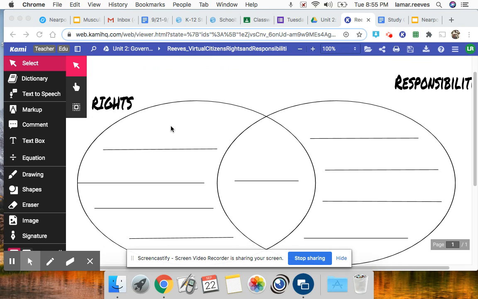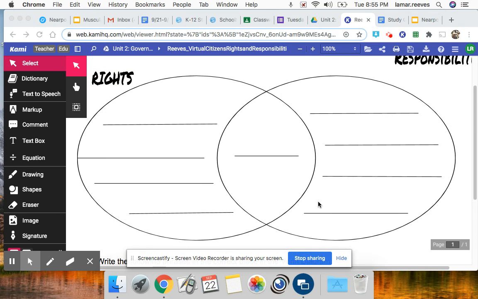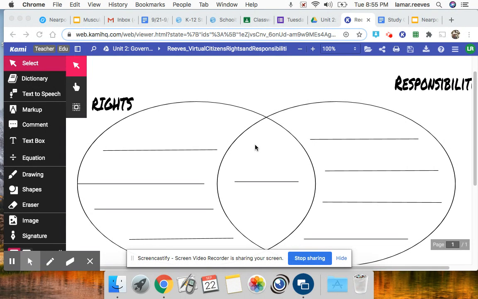Now, a Venn diagram, as you can see, is two circles that overlap in the middle. So we use Venn diagrams to compare and contrast different things. So we want to compare our rights to our responsibilities as citizens. Now, this Venn diagram has an answer bank at the bottom. There are 9 terms that you will use to place in the Venn diagram. Now, there is one term that is both a right and a responsibility.